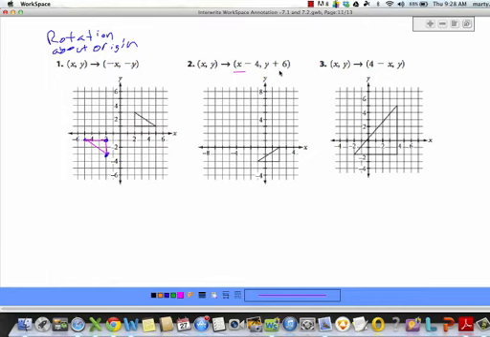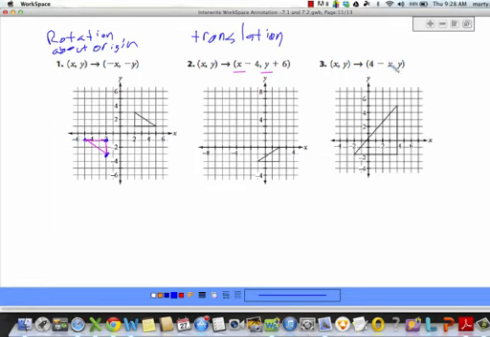We're not doing anything to the x and anything to the y. We're just moving it 4 left and 6 up. If you're just moving something 4 left and 6 up, this is a translation. We'd move everything 4 to the left and everything 6 up.